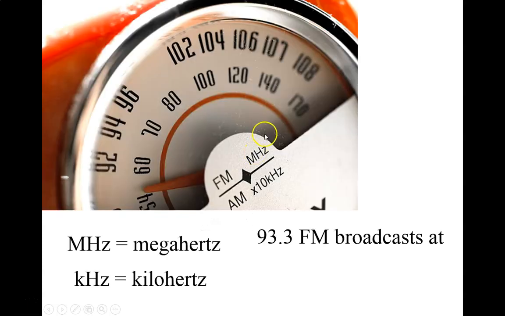And your radio dial, if you still even have one of these, the radio stations are measured in megahertz or kilohertz. So FM stations, if you listen to 93.3 FM, that broadcasts at 93.3 times 10 to the 6th hertz, or megahertz, and AM is measured in kilohertz.